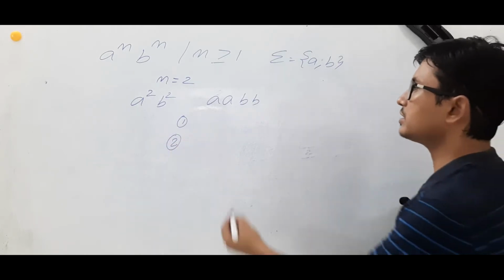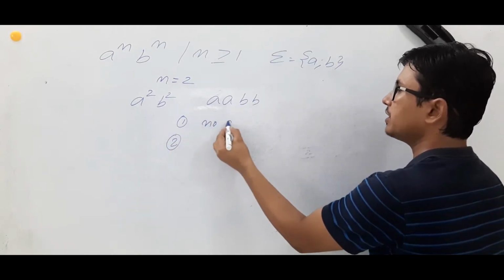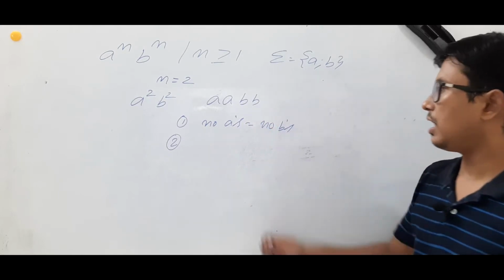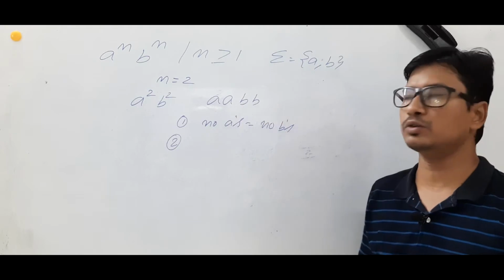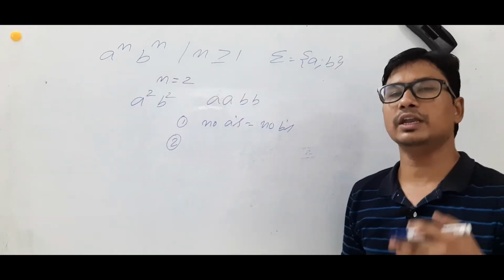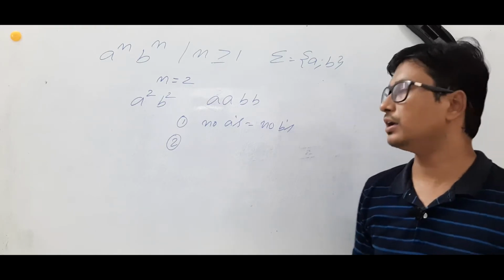The first point is that the number of a's should be equal to the number of b's. I have got 2 a's and 2 b's. So any string which belongs to this language, the number of a's should be equal to the number of b's.